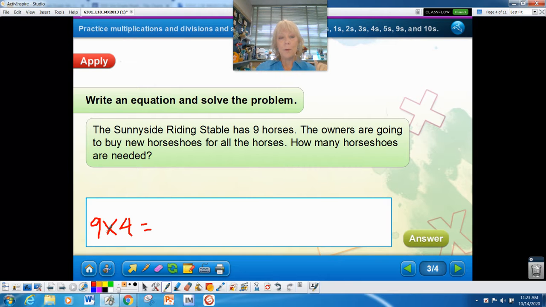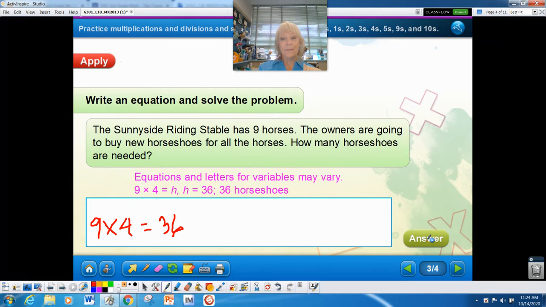And so if you remember your 9's factors, and you can use your multiplication chart to look it up, you will find that 9 times 4 is 36. So let's see how well we did.